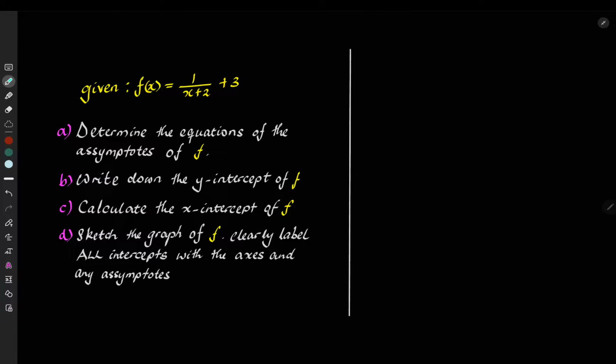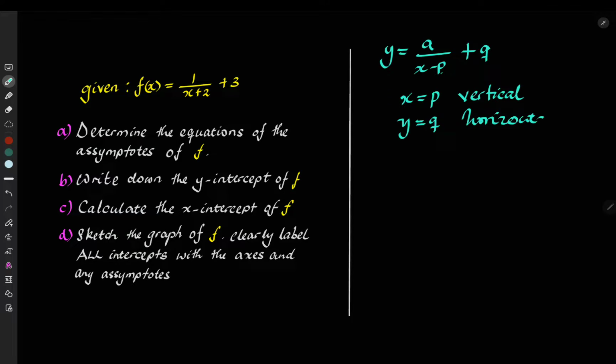Before we attempt them, you need to remember the general equation of the hyperbola, which is y is equal to a divided by x minus p, plus q. Remember, we say that p and q are the asymptotes. So p is the vertical asymptote, which is x is equal to p, the equation of the vertical asymptote. Then q, that will be y is equal to q, your horizontal asymptote. This is quite easy. So then you can relate this general equation to the equation here, then you can answer whatever questions you are asked.